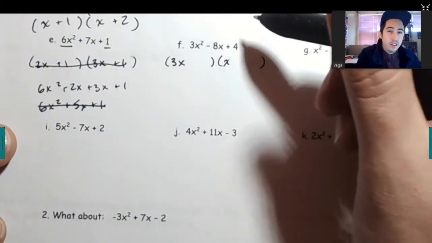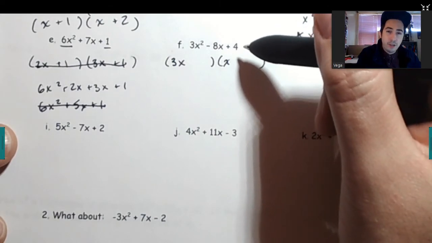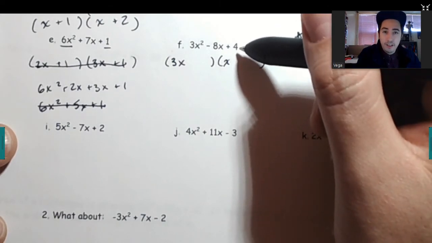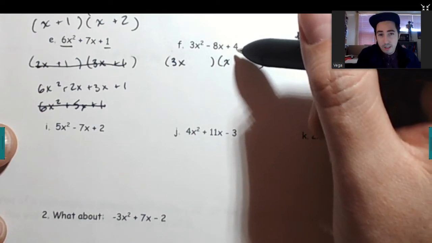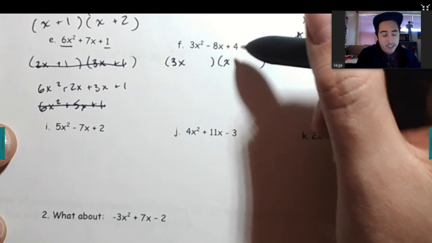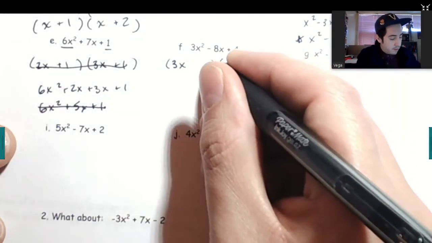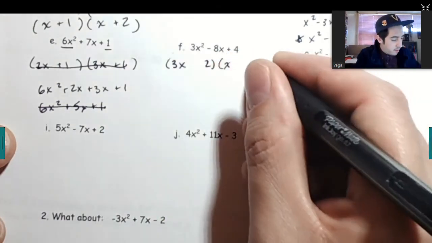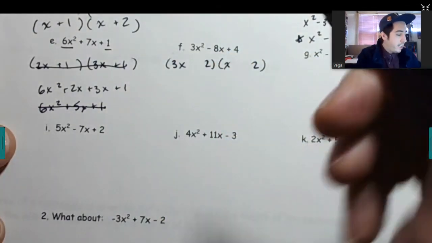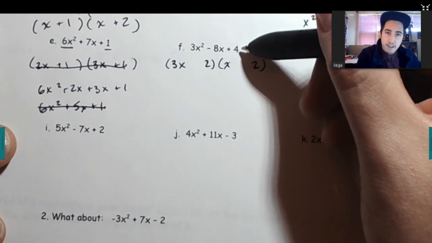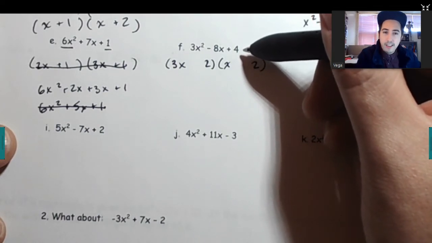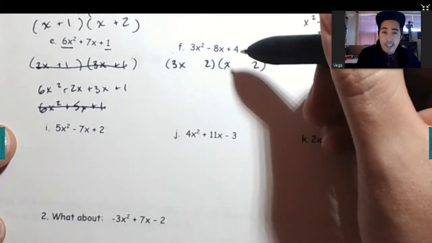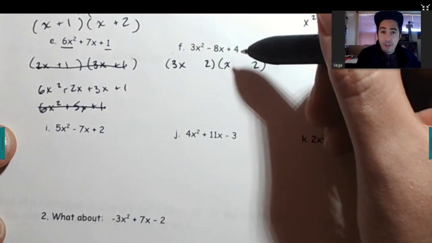Now, 4, a little trickier. 4 could be tricky because 4 could be 4 times 1, or it could be 2 times 2. I'm going to go with my gut here and try 2 times 2. And then I know that because this is positive 4, these two numbers have to be the same sign. They're either both positive or they're both negative.